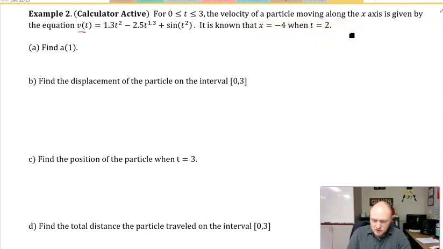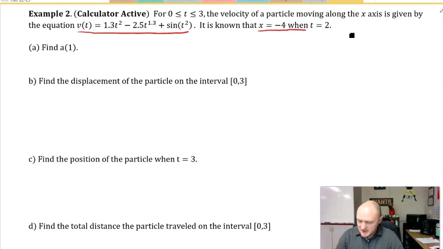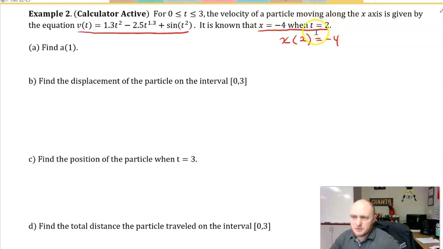Okay, so I have my function. Right away, I'm going to define that in my calculator. And then, they tell us this: when x is equal to -4, t is equal to 2. What they tell you there is that the position at time 2 is equal to -4. So don't be confused. Sometimes that is confusing. They say x. X is usually our independent variable, but when working with particle motion, t is your independent variable. So x here, they're referring to position. Okay?